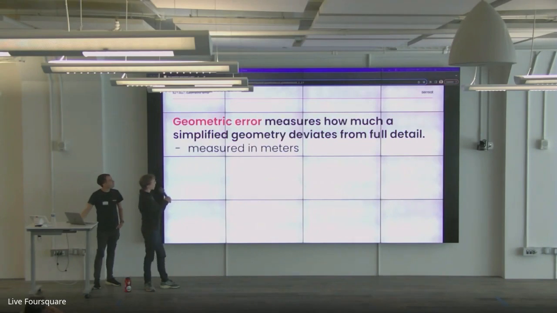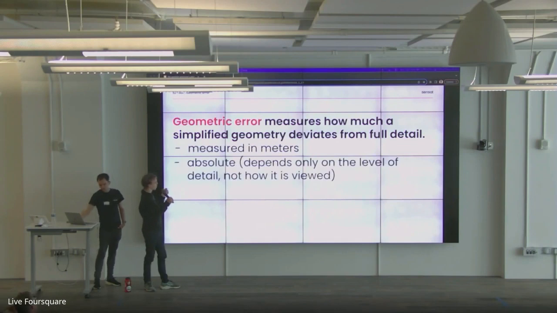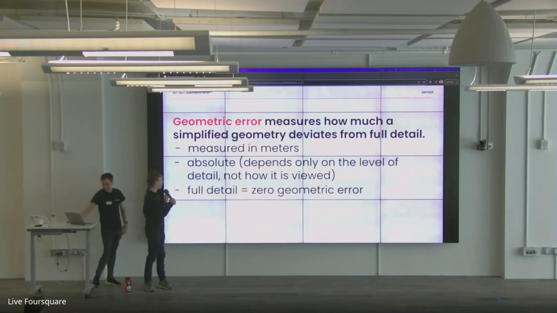Okay. Geometric error is measured in meters. So remember, screen space error is measured in pixels. Geometric error is measured in meters. Again, larger geometric error is worse. It means it's not going to look as good. And importantly, geometric error is absolute. So it doesn't matter how the object, how the geometry, is being viewed.